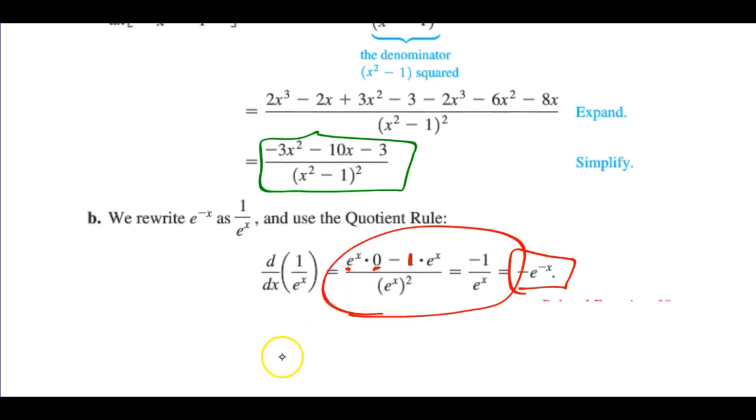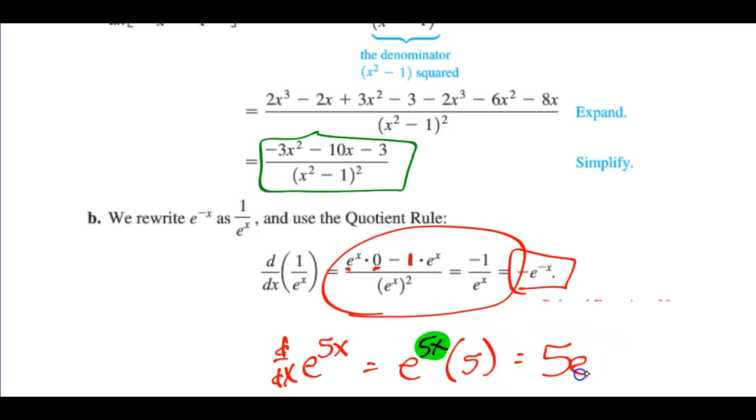Since I'm here, can I just give you a nice fast rule? The derivative of e to the 5x is e to the 5x. All we have to do is take the derivative of that 5x, which is another 5, and then the final answer is 5e to the 5x. So I'll show you that shortcut for e to the x.